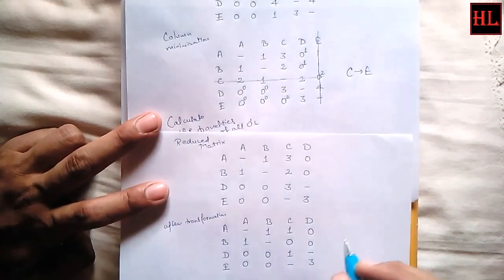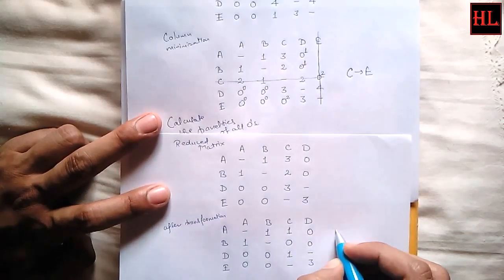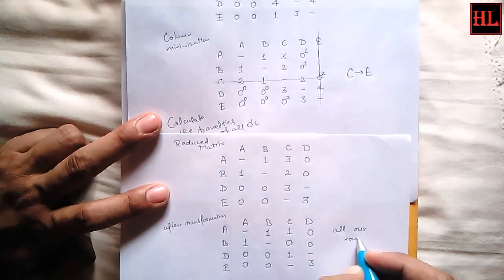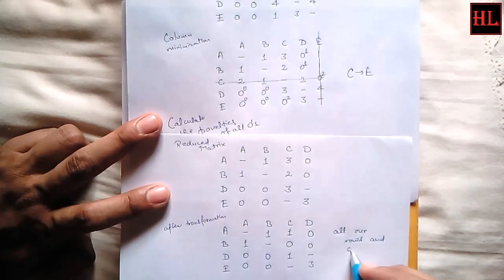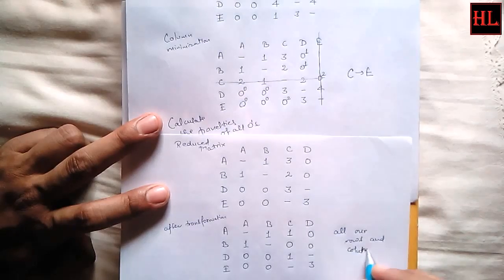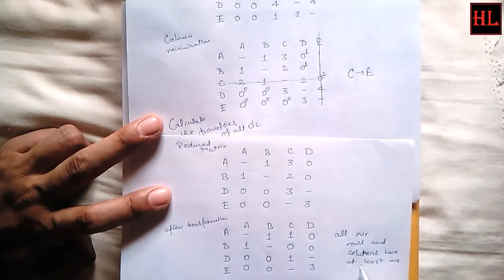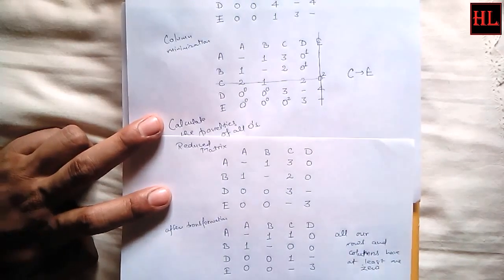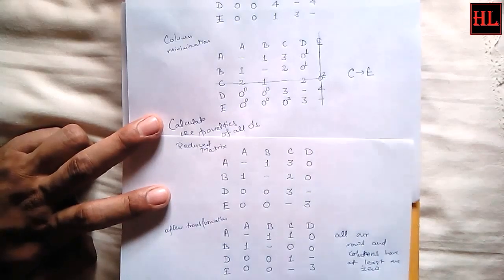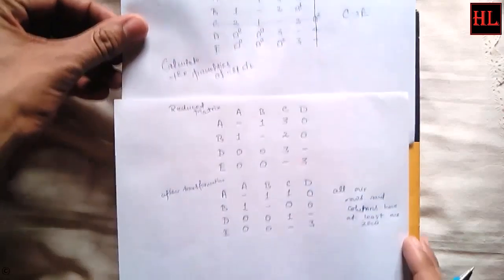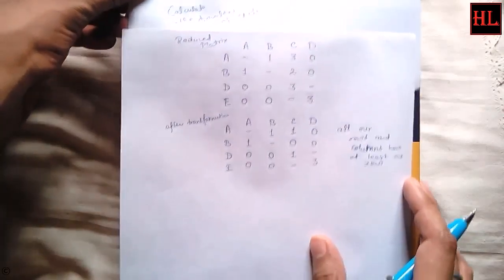So now, as you can see, all our rows and columns have at least one 0. So now we can proceed to calculating the penalties associated with the zeros.